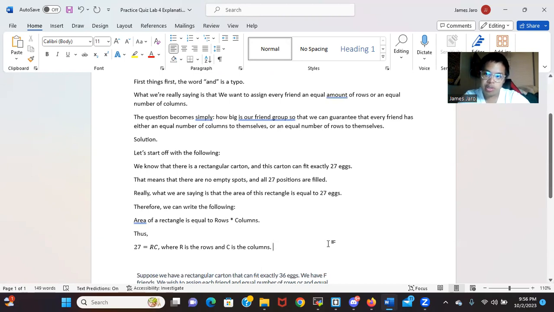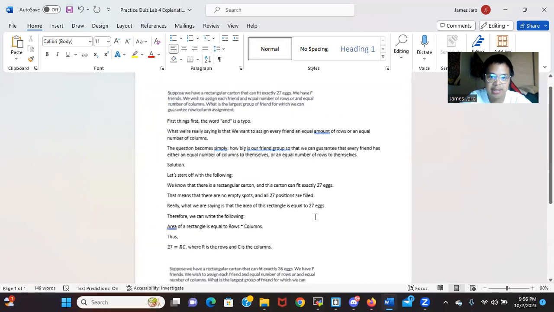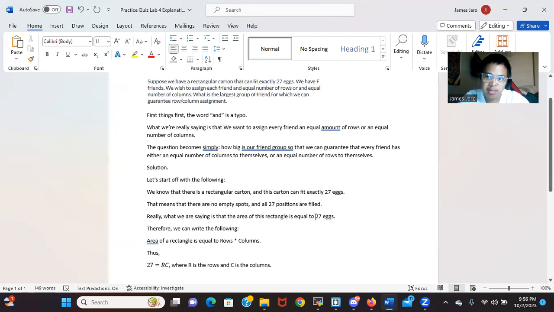What we're also going to do is create a constraint on R and C. In the context of this question, it doesn't make sense to have 0 rows or 0 columns, nor does it make sense to have a negative row or negative column. If we have 0 rows or 0 columns, then we don't have a carton to begin with. So really, the measurement of a row and of a column is given by positive integers. We call those positive integers natural numbers.